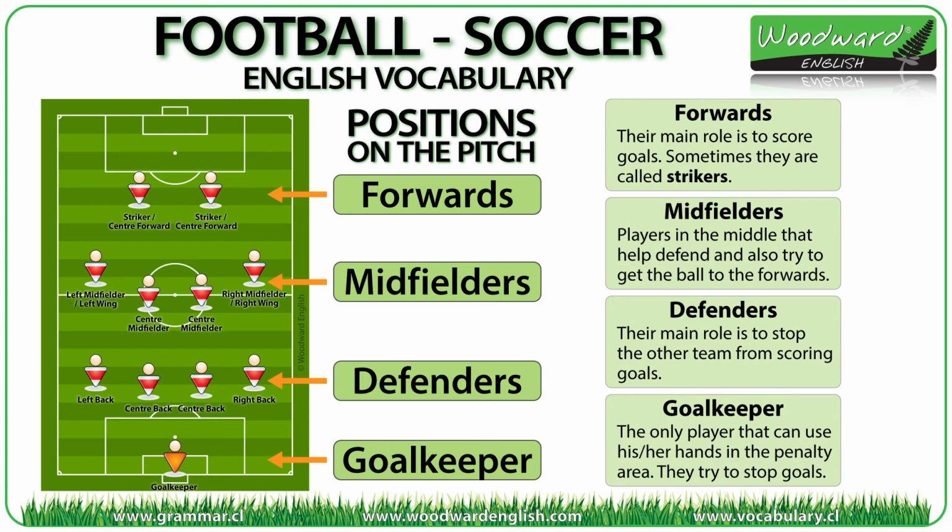Goalkeeper. There's only one goalkeeper on the field for each team. A goalkeeper is the only player that can use his or her hands while they're in the penalty area. Their main role is to defend the goal and stop the other team from scoring goals. An informal word for goalkeeper is goalie. You can also see some specific names of each position under the player icons in the chart.